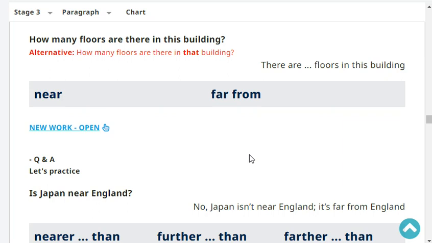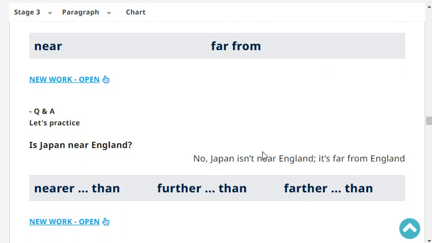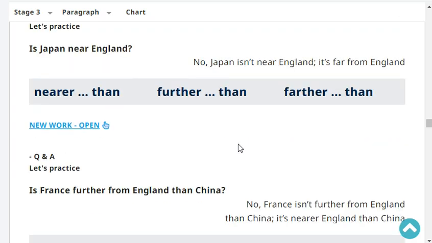How many floors are there in your building? There are two floors in my building. Very good. Is Japan near England? No. Japan isn't near England. It's far from England. Very good.